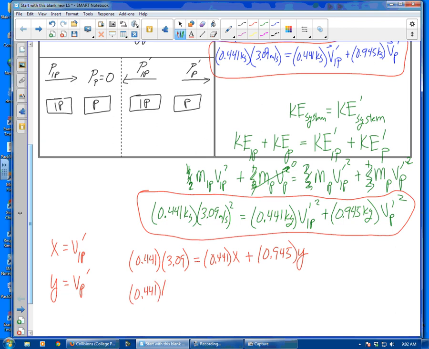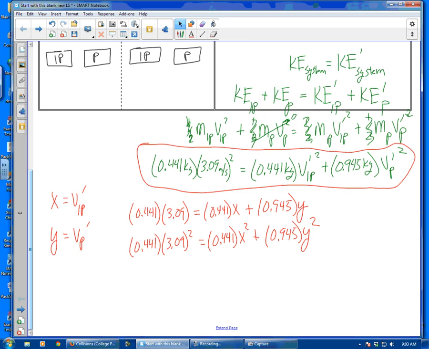0.441 times 3.09 squared equals 0.441 x squared plus 0.945 y squared. So there are my two equations.